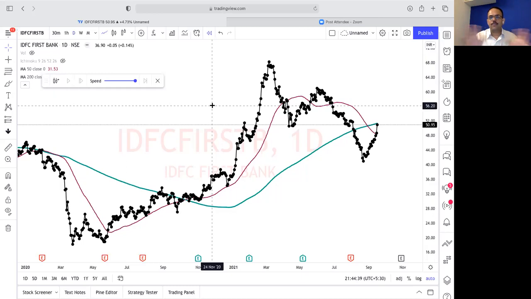You cannot go wrong on that stock. Don't worry, and don't go hunting for some stock which will give 10 times, 20 times. Just find a simple stock which is growing 20% year over year. Use this technique, and you will be able to earn consistently.